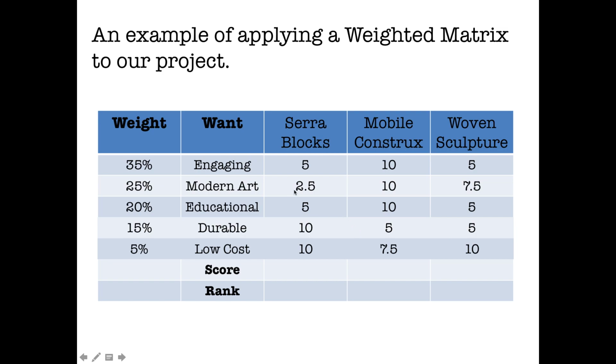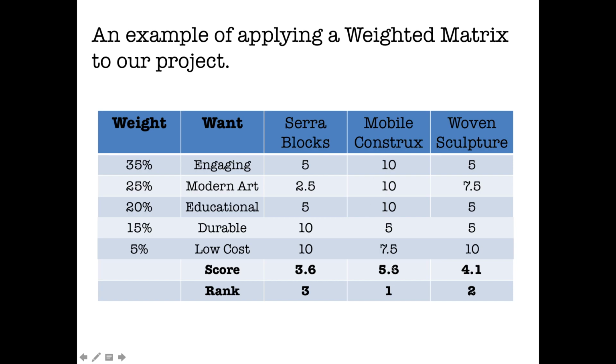Then what you do is you multiply, right? So the score for Sarah Blocks is going to be 0.35 times 5 plus 0.25 times 2.5 plus 0.2 times 5 plus 0.15 times 10 plus 0.05 times 10. Okay, and then total all that up. That gives you 3.6. Same deal over here. 10 times 0.35 plus 10 times 0.25 plus 10 times 0.2 plus 5 times 0.15 plus 7.5 times 0.05 gives me 5.6, and then 4.1 for this one.